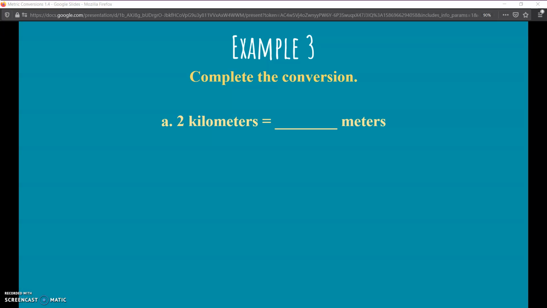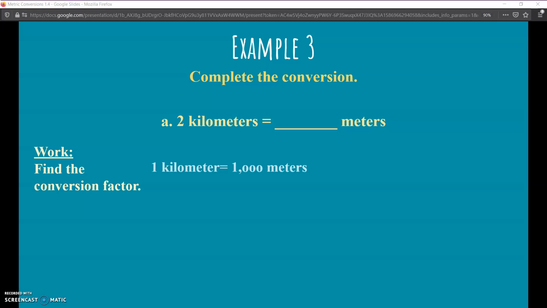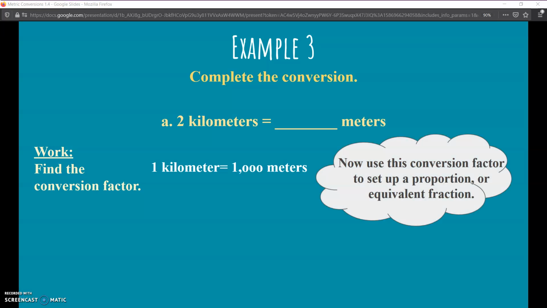Complete each conversion. We'll start out with this one. 2 kilometers is how many meters? Well, we need to find the conversion factor first. 1 kilometer equals 1,000 meters. Every kilometer has 1,000 meters in it. Now we're going to use this conversion factor to set up a proportion or an equivalent fraction. 1 kilometer for every 1,000 meters is the same as 2 kilometers for every how many?